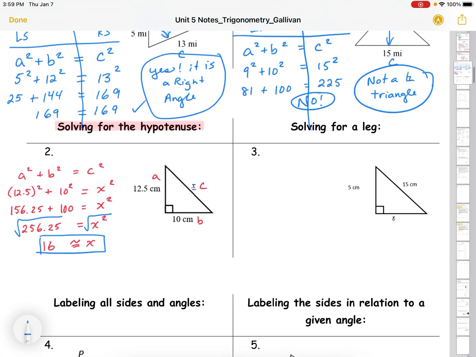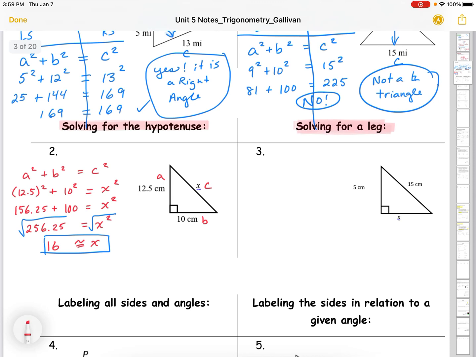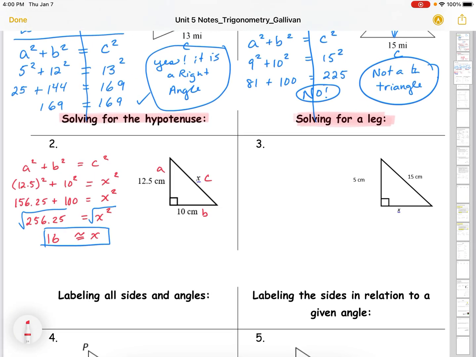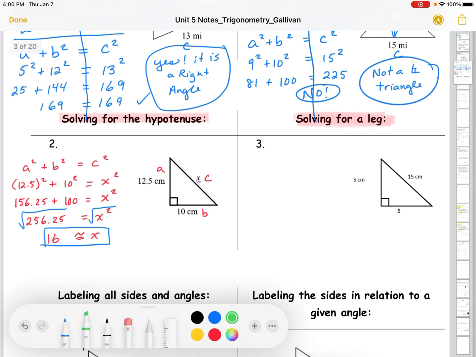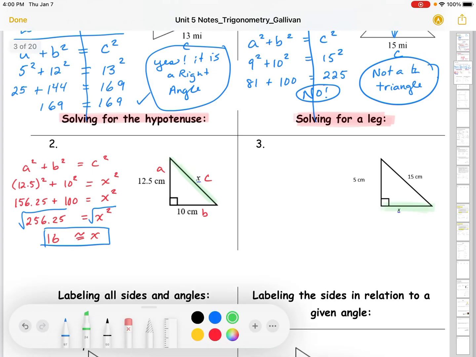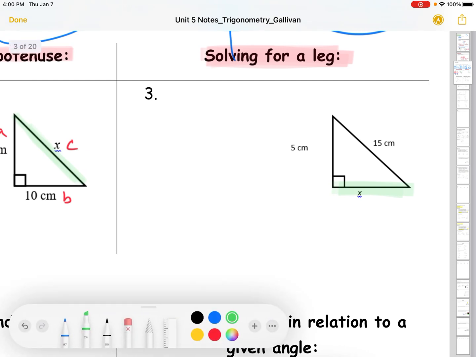Now we can also solve for a leg, so one of the other sides. Here we found the hypotenuse. We were looking for our hypotenuse here, right? And here we're looking for one of our legs. Okay, so we use the same formula. We're just going to have to do some rearranging.